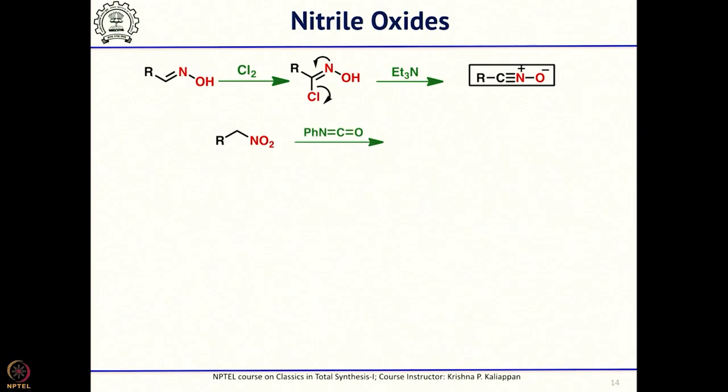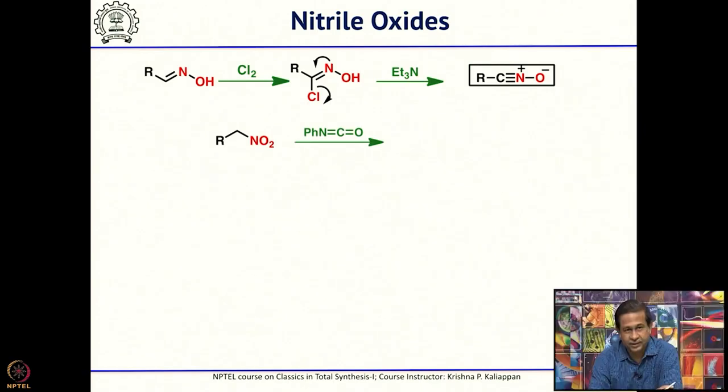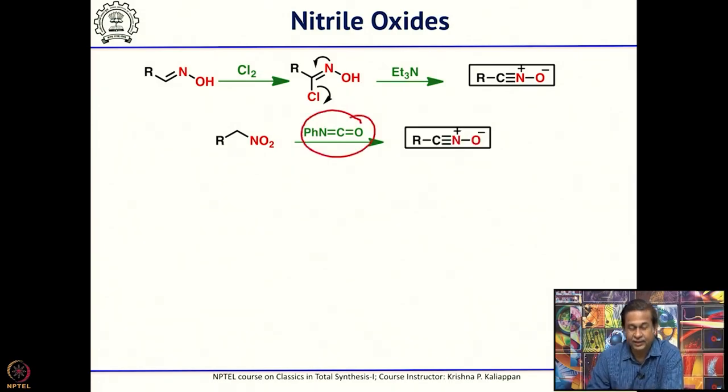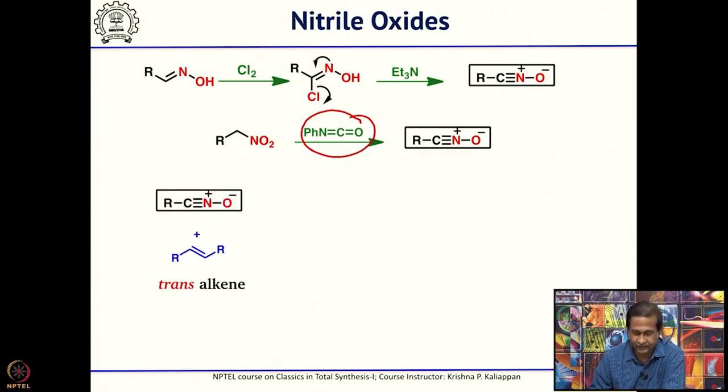Then the second method, which is also widely used, is nitroalkane. Here what you need is a dehydrating agent. One of the most widely used dehydrating agents for making nitrile oxide is phenyl isocyanate. So the phenyl isocyanate removes a water molecule from this and gives nitrile oxide. So once you have nitrile oxide, then as I said, you can do a dipolar cycloaddition with any alkene.